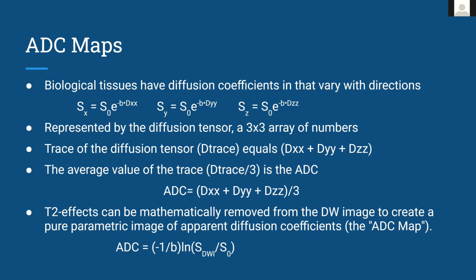Another way you could calculate ADC is by dividing the diffusion weighted image by the baseline image that we take at every single B0 value and taking the logarithm of that in order to calculate the apparent diffusion coefficient at that point. When you consolidate all these values together, you can chart out an ADC map.